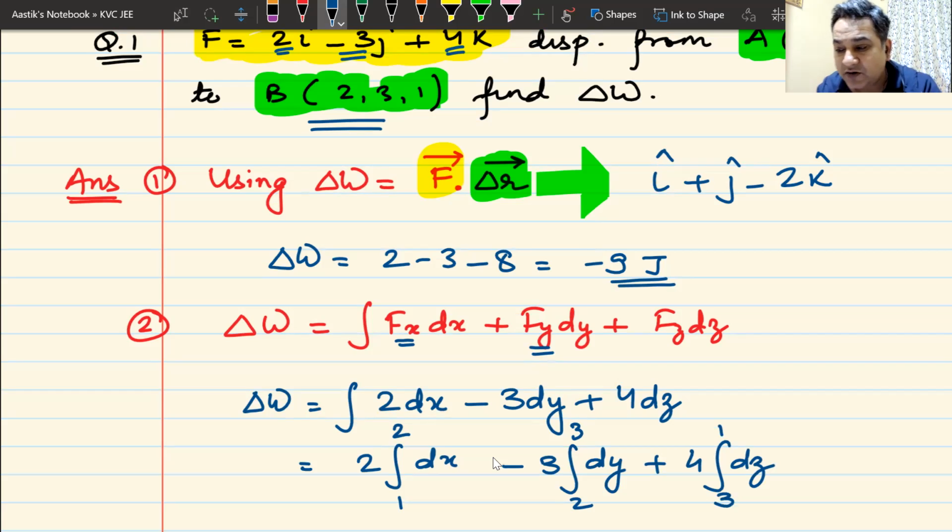Do we all follow this? How I put the limits? The lower limit is the initial position. The upper limit is the final position. Initial position on x is 1.